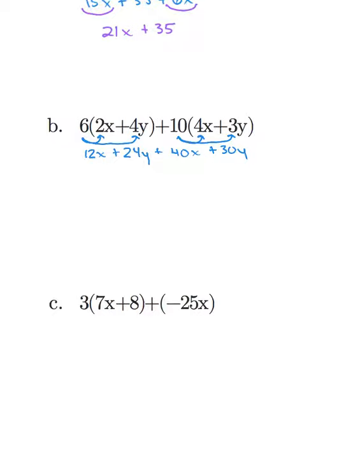That takes care of our distribution, and now we want to go ahead and combine our like terms. We can combine 12x and 40x to give us 52x. 12 plus 40 is 52. Keep the x. We can also combine 24y and 30y to give us 54y. We cannot combine anything else, and so we are done. This is our final answer.